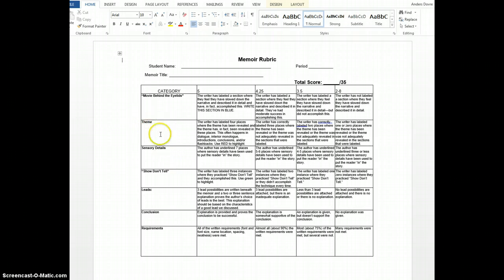We've talked about a theme. Your memoir will need to have a theme or some idea that it is about. It shouldn't be just a catalog of details about an experience. A theme or an idea should come through, and we've talked about how to reveal that. We also talked about a technique called movie behind the eyelids.